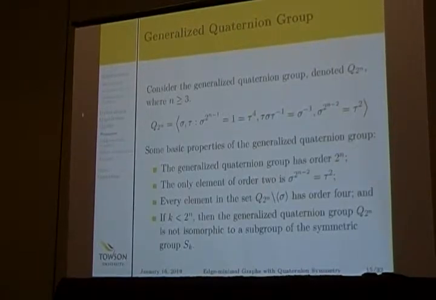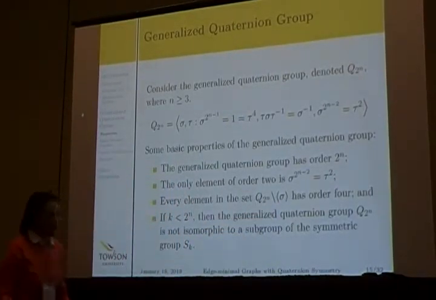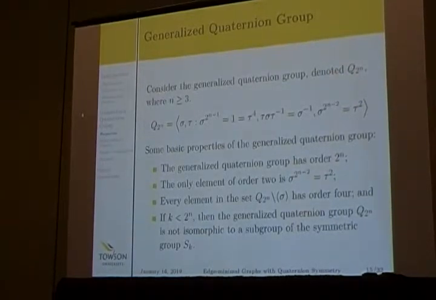So some basic properties that we use to solve the minimal edge problem for the Quaternion group. All right, this group has order 2 to the n. It has only one element of order 2. And outside the cyclic group generated by sigma, everything has order 4. Also, if you have some integer k that's strictly less than 2 to the n, you can't embed the group into the symmetric group Sk.